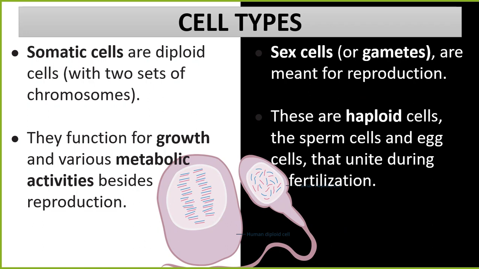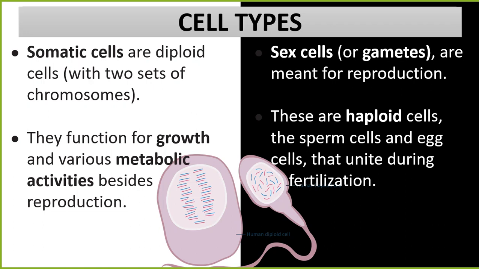Generally, we have two cell types. One is the somatic cells. The other one is the sex cells. So let's talk first about somatic cells. When we speak of somatic cells, these are diploid cells with two sets of chromosomes. Remember na yung somatic cells natin sa katawan, except the sperm and egg, kasi yun yung sex cells natin.